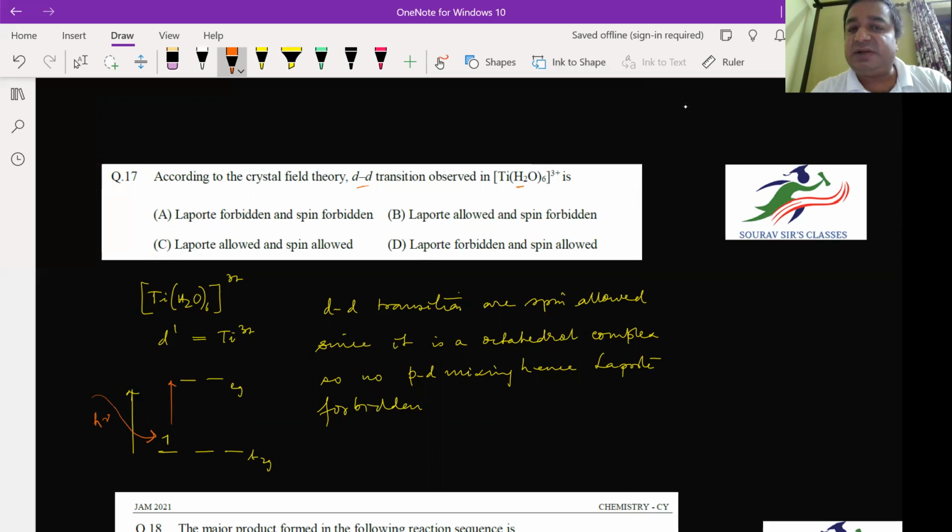So this is a d-d transition within the two same spin states. So obviously it is going to be spin allowed. However, there is no p-d mixing over here, as I've written, and hence obviously it is going to be Laporte forbidden. So I hope that clarifies the questions that you had, and thanks for listening.